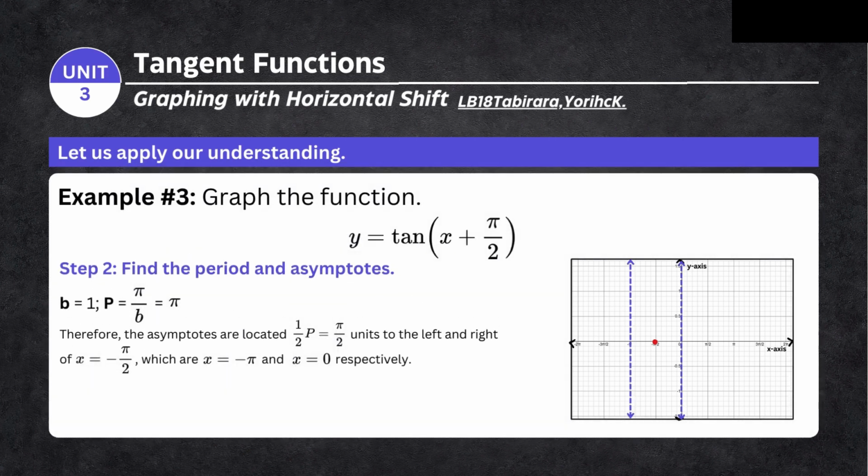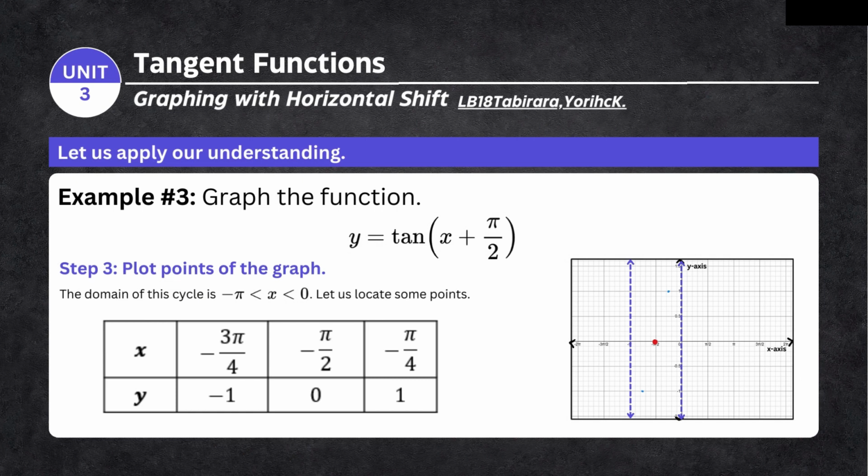Next is we find the period and the asymptotes. So b is equal to 1, and from that we can get the period. So the period is equal to pi over b. Since b equals 1, then pi over 1 is equal to pi. Therefore, the asymptotes are located 1 half of the period, which is pi over 2 units, to the left and right of x equals negative pi over 2, which are x equals negative pi and x equals 0, respectively.